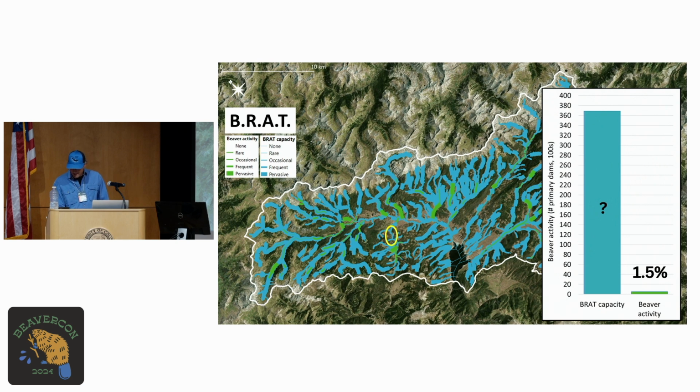Compared to historical capacity predicted by BRAT, current beaver activity from this map is about 1.5%. So that means 98.5% is inactive.